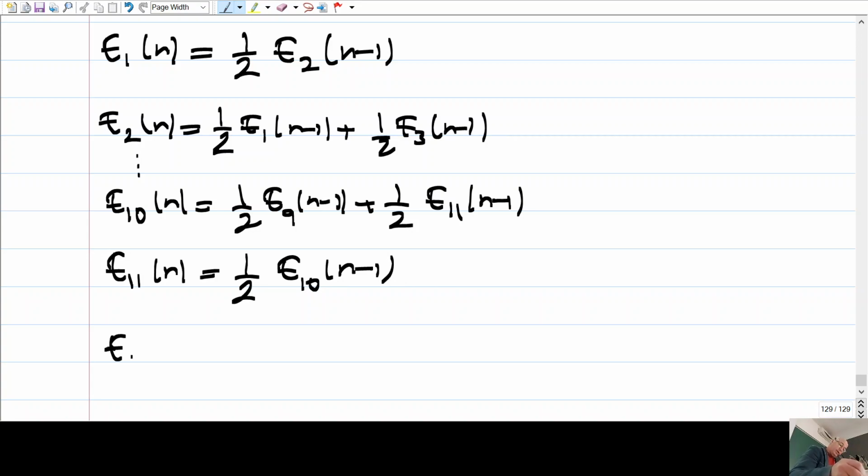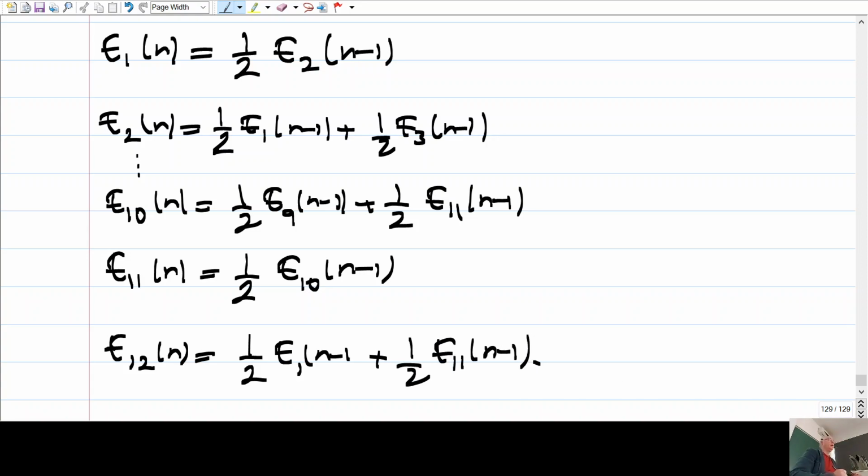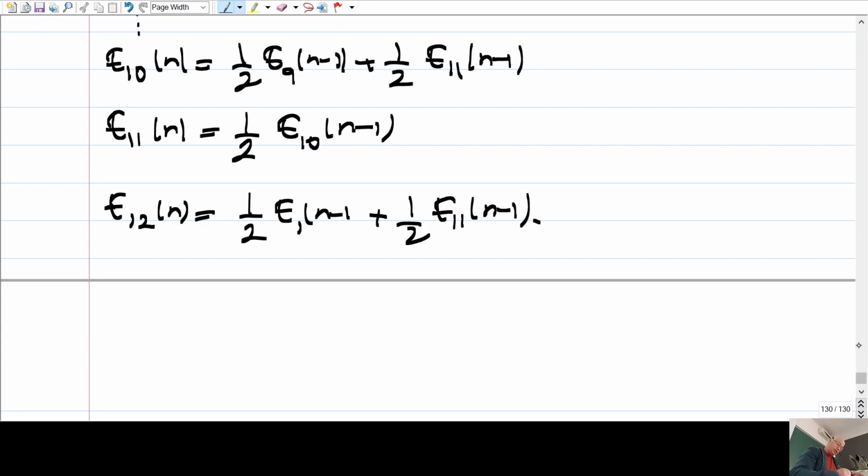And what about E12? Well, it will come either from 11 or from 1. So with half probability it will come from 1, and with half probability it will come from 11. Okay, so I have 12 probabilities, and they are parameterized with n. Parameterized probabilities are called stochastic processes, as far as I understand.